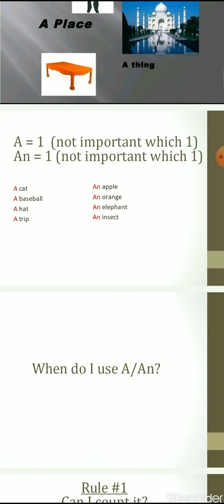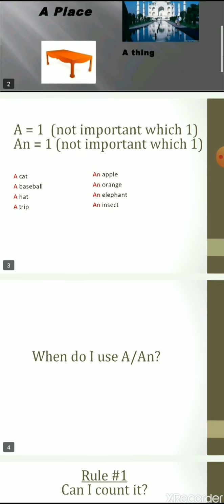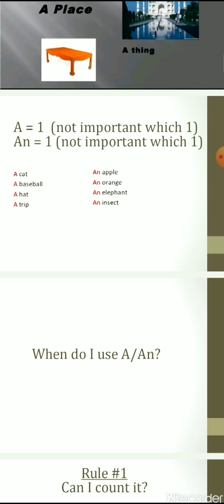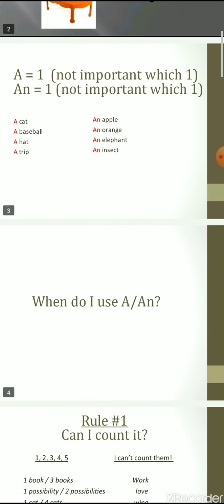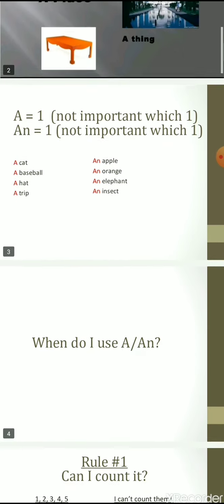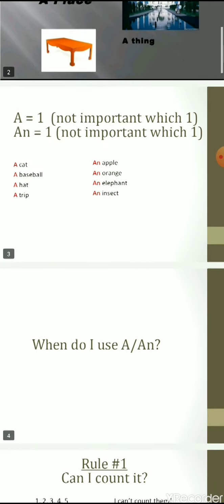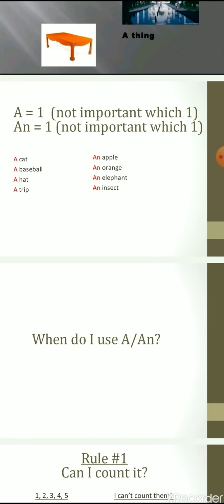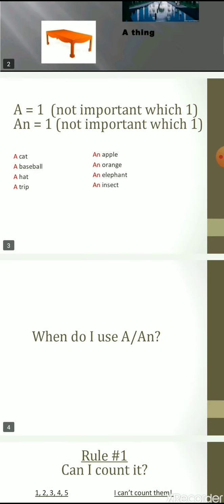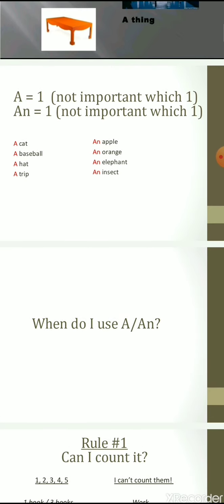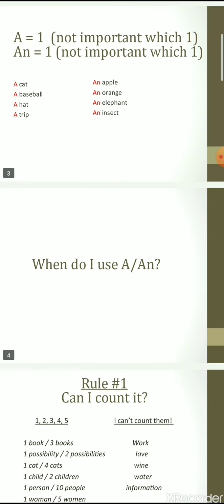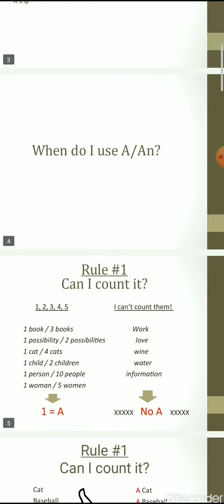Now one thing we must remember, a and an mean one. And it is not important which one. That is why they are called indefinite articles. They are used with nouns that are non-specific. And they must be singular. The noun that articles are added to must be singular. You can see the examples here: a cat, a baseball, a hat, a trip, an apple, an orange, an elephant, an insect.